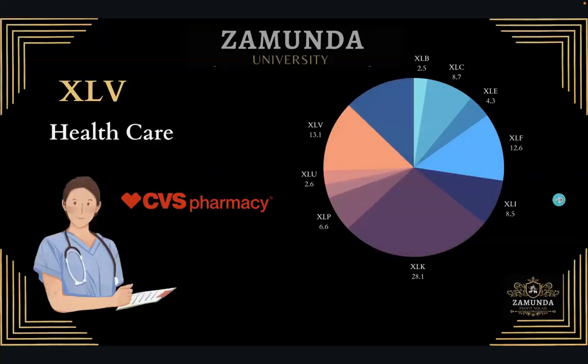Next, we have XLV. Now, XLV is the second heaviest weighting in the S&P. XLV is for healthcare, and the way I remember this is CVS. So every time I see XLV, I think of CVS, and that helps me remember healthcare because V doesn't correlate with healthcare at all. That's going to be your CVS, your J&J, your UNH, your healthcare. So that's what we have for XLV, and it accounts for 13.1% of the entire S&P.